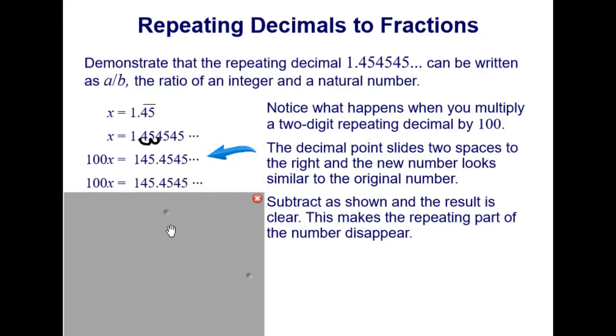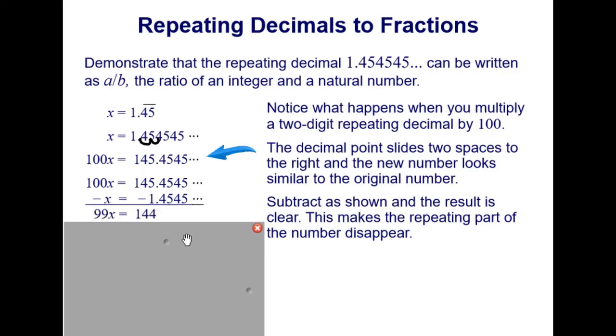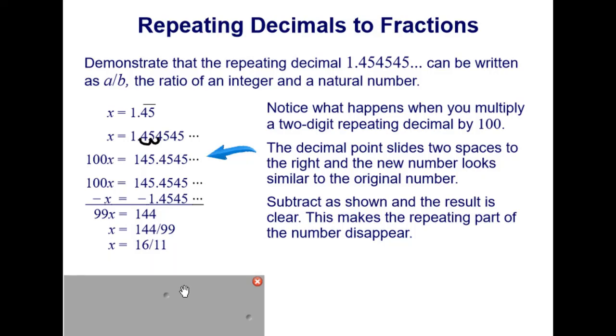So we have 100x equals 145.454545, but we need to get rid of that repeating part. So we're going to subtract x from the left, which is the same as 1.454545 from the right. That's going to give us 99x equals 144. Now if we solve for x, we divide both sides by 99 to have x equals 144 over 99, which reduces by a factor of 9 to 16 over 11. So the repeating decimal 1.45 repeating can be rewritten as the ratio of 16 over 11.